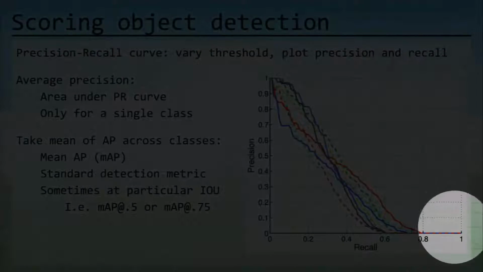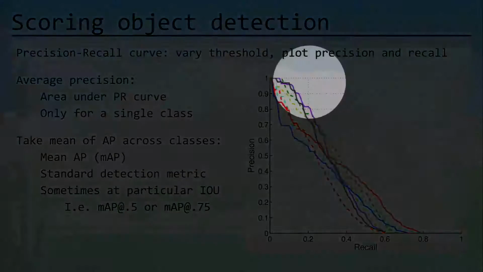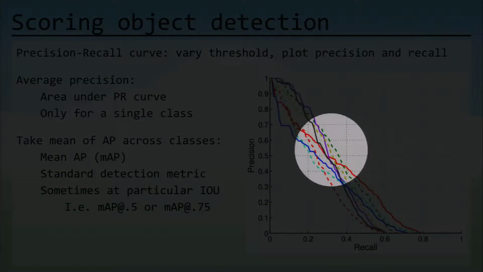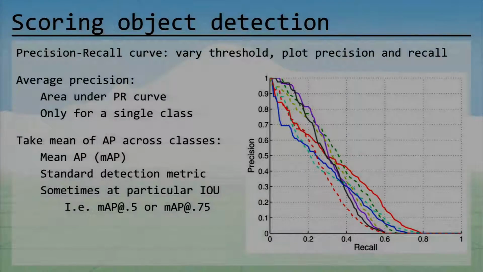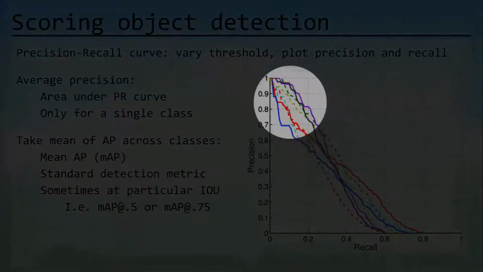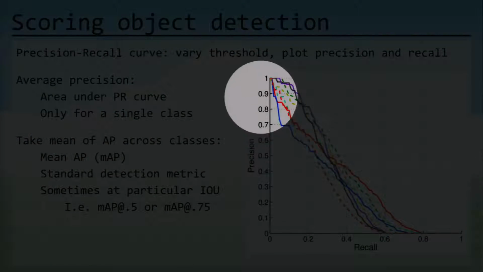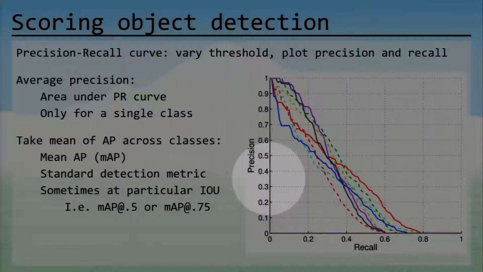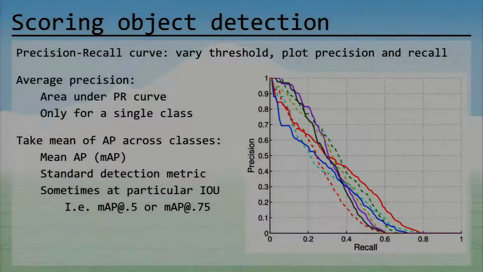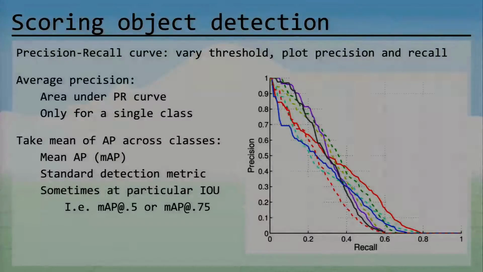Oftentimes, detectors nowadays get pretty close to 1. These are a bunch of versions of deformable parts models, the precision recall curves for deformable parts models. And so you can calculate average precision, which is the area underneath this precision recall curve. This is how we're going to measure detection accuracy for a single class. I think this is for person or something, or maybe cow.